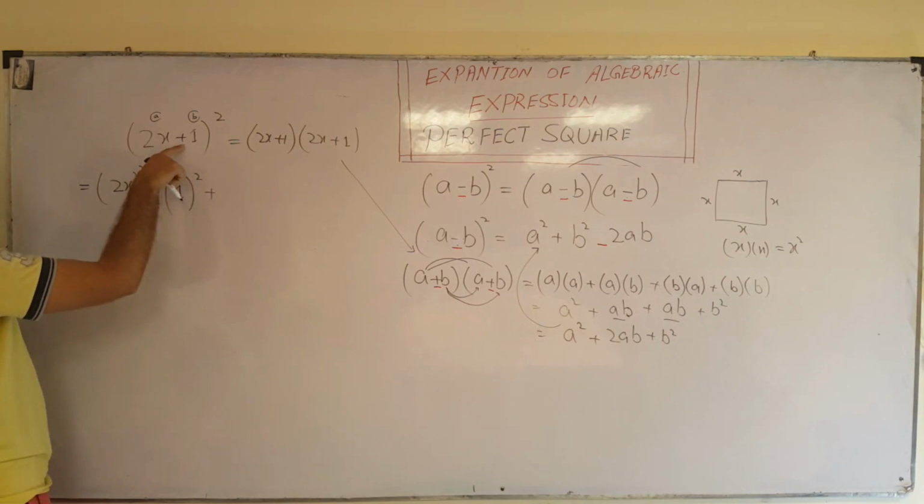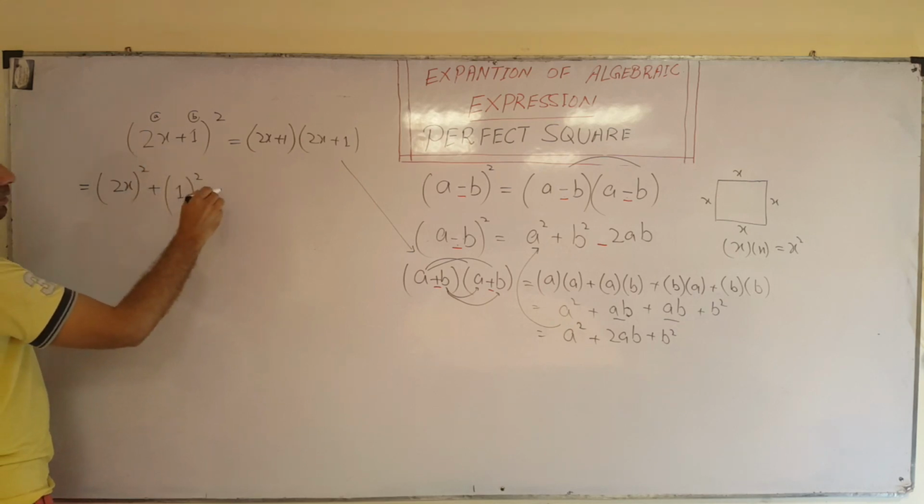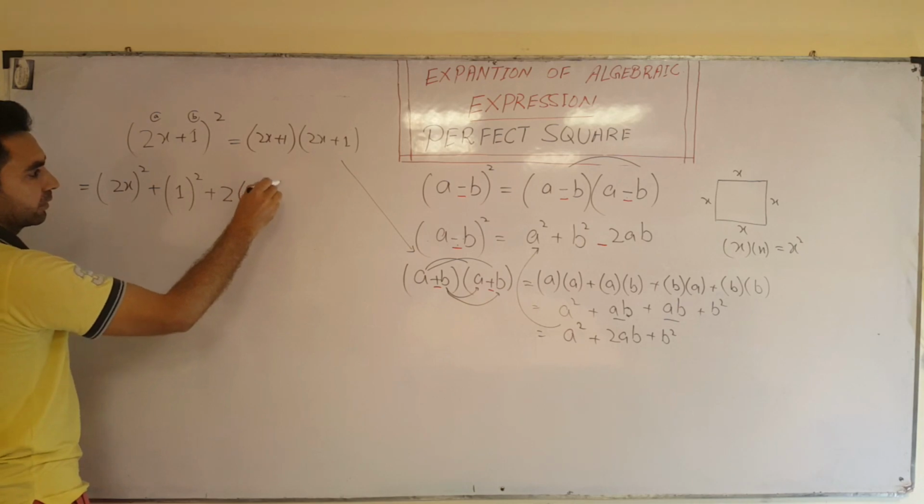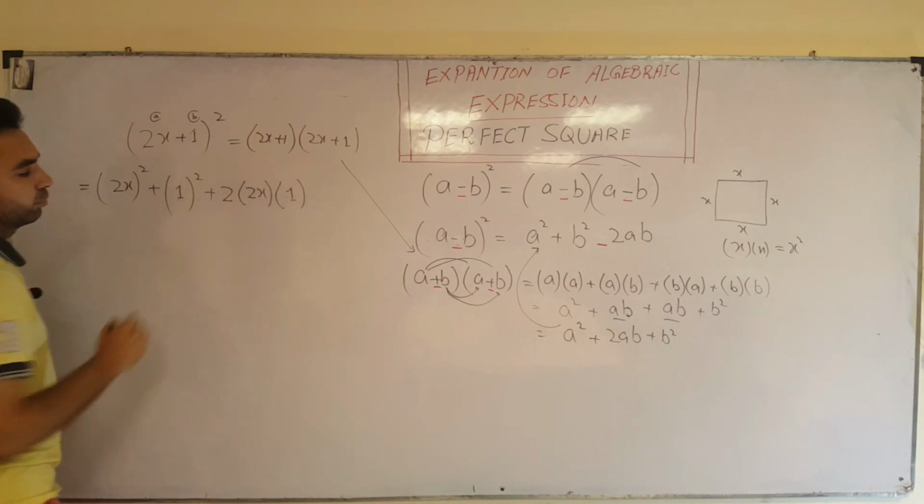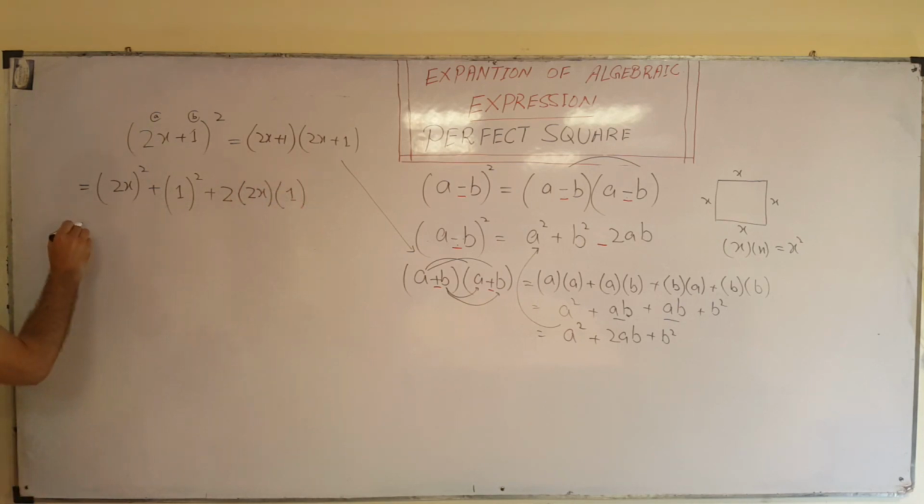Then if there is a plus sign, we write down a plus. 2 times the first one, which was 2x, and the second one, which is 1. Now open this up.